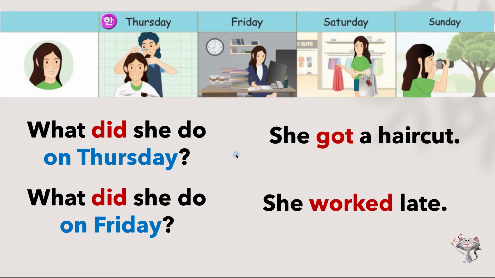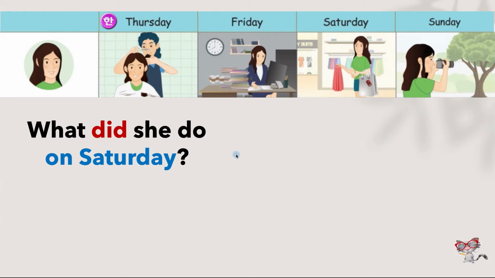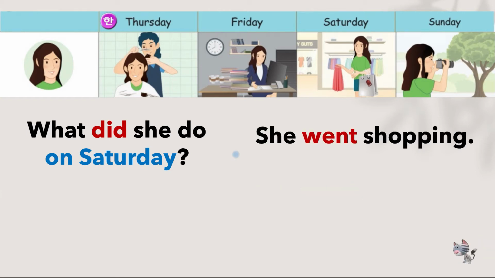Yes. What did she do on Saturday? She bought clothes. Where did she go? She went to the department store. And what did she do? She shopped. Yes. She went shopping. She went shopping. Yeah, I was trying to help you, Yonghee, but yeah, she went shopping. I chose everything except the one in the book.